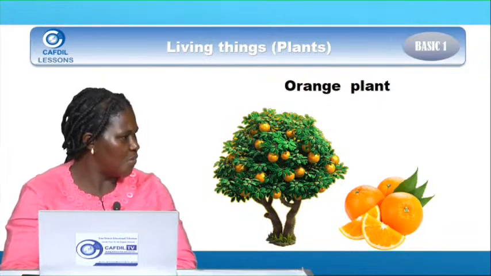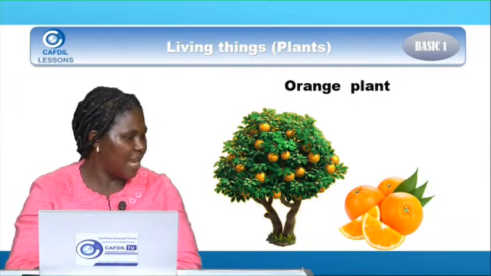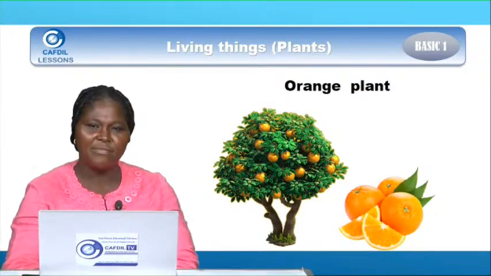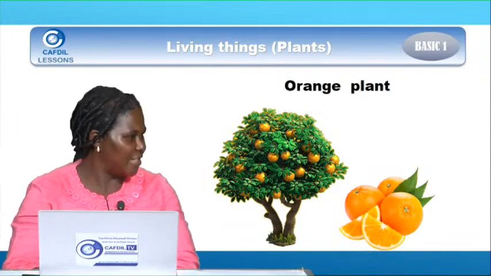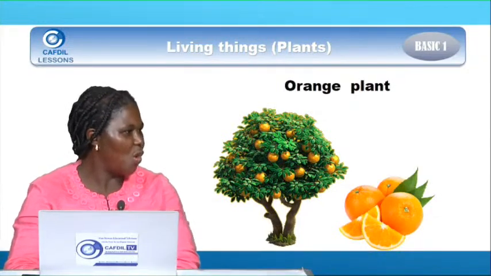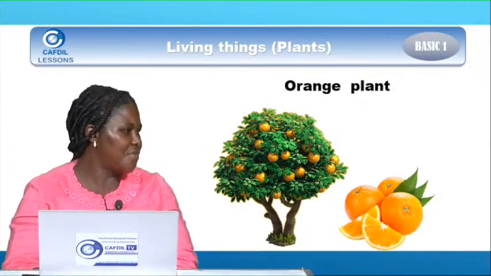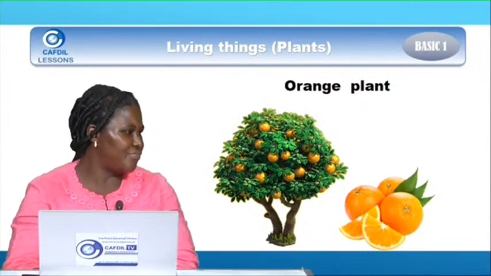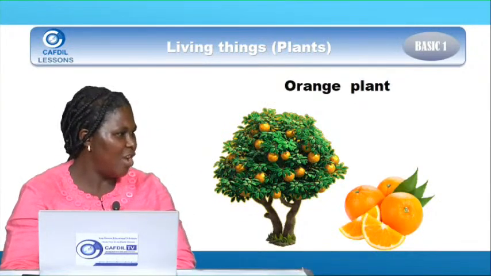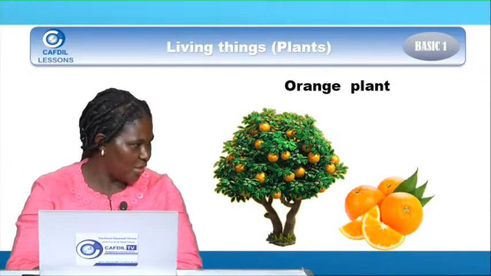What's yellow? Yellow oranges. Sometimes we get green orange, but for this we have yellow orange. And the color of the leaves are green. They are green. And the stem is brown. And we can see orange plants in the soil. Good.